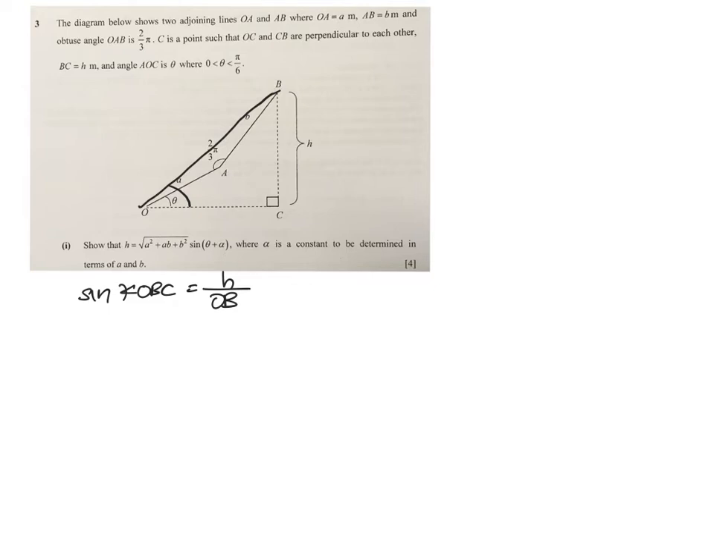Now, how do we find the angle OBC? Angle OBC is not just theta itself. You have to let this angle here be alpha. So, angle OBC can be taken as theta plus alpha, where OB can be found by taking a look at this triangle OAB, because these are the information given to us. We are given OA as A, AB as B, and we are also given that angle OAB is 2 pi over 3. So why not make use of all these pieces of information to help us? We can employ the cosine rule.